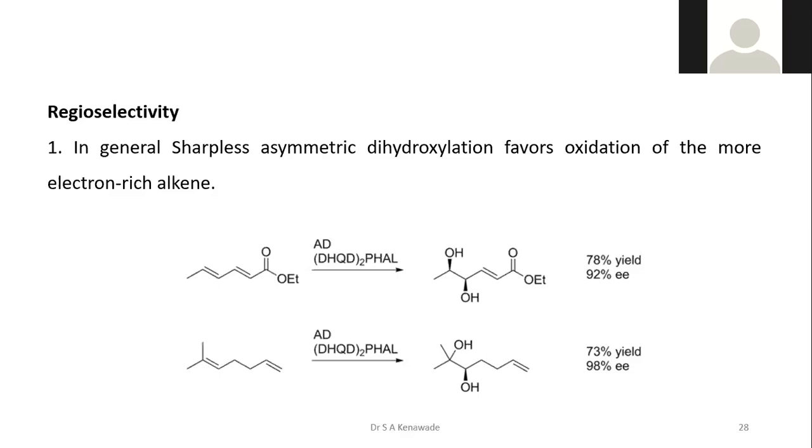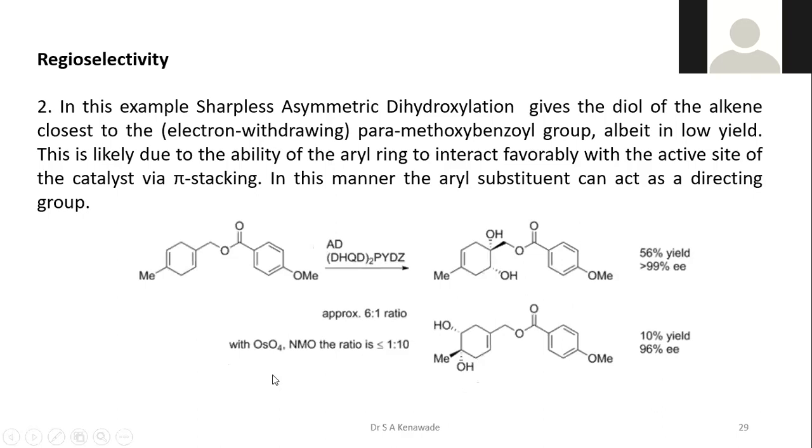Again, in the second example, the most substituted alkene is the electron-rich one. Hence, OH groups will form at this position. Then here is another example. In this case also, there is a carbon-carbon double bond here, and here is also a carbon-carbon double bond.